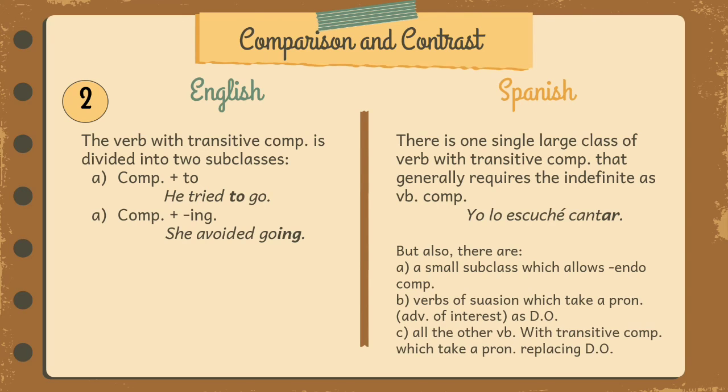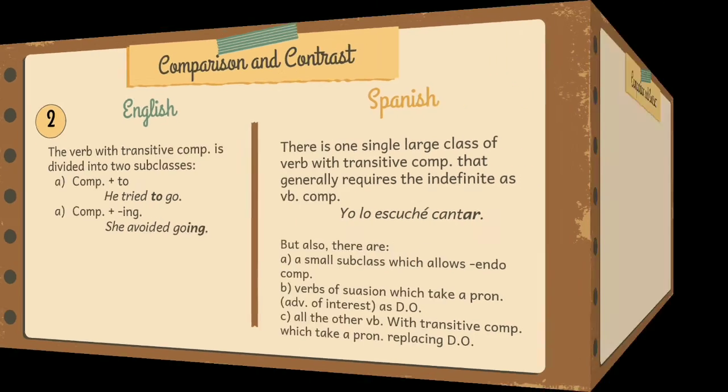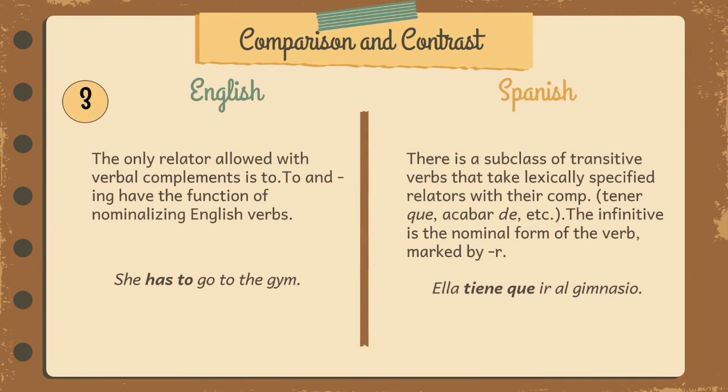Whereas in Spanish, there is one single large class of verbs with transitive complement that generally requires the infinitive as verb complement, such as in yo lo escuché cantar. But also, there is a small class which allows endo complement, verbs of suasion which take a pronoun as an adverb of interest as direct object, and all the other verbs with transitive complement which take a pronoun replacing the direct object. Number 3. The only relator allowed with verbal complements in English is to.